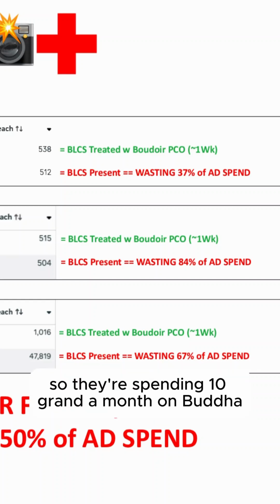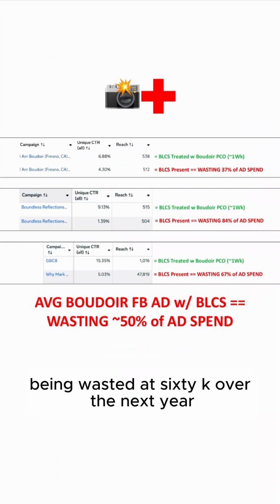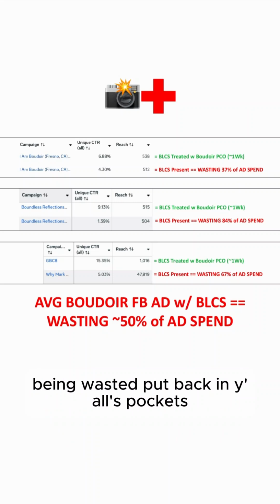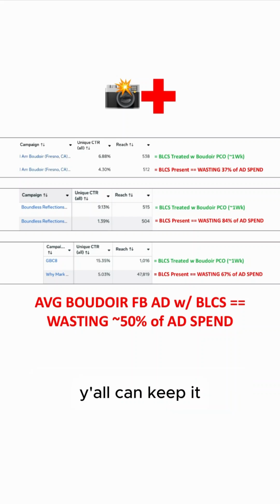So if they're spending 10 grand a month on Boudoir Facebook ads, this means approximately 5K every single month is being wasted. That's 60K over the next year. That's approximately the amount we can eliminate being wasted, put back in y'all's pockets, so y'all don't even have to spend it. Y'all can keep it.